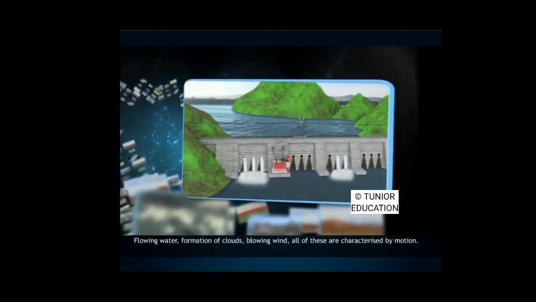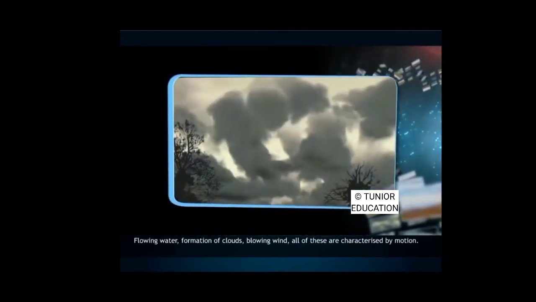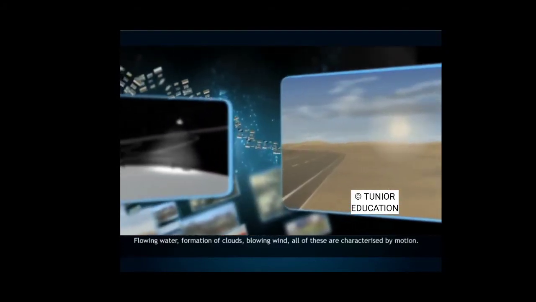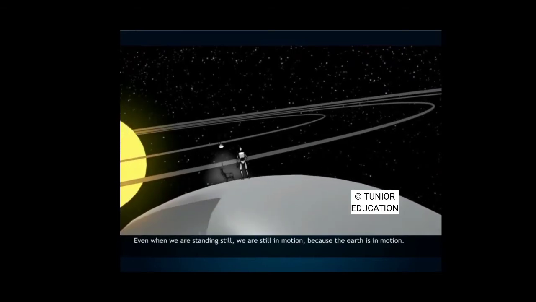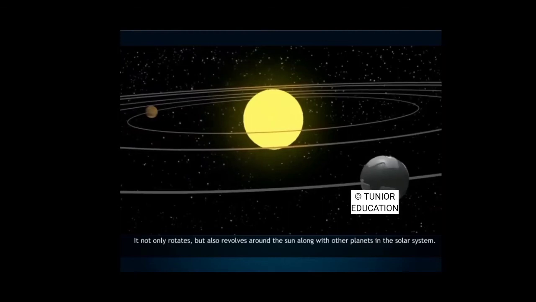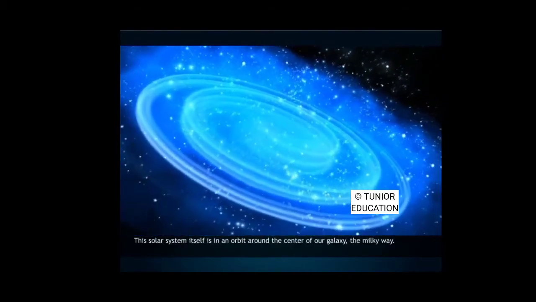Flowing water, formation of clouds, blowing wind, all of these are characterized by motion. Even when we are standing still, we are still in motion because the earth is in motion. It not only rotates but also revolves around the sun along with other planets in the solar system. This solar system itself is in an orbit around the center of our galaxy, the Milky Way.